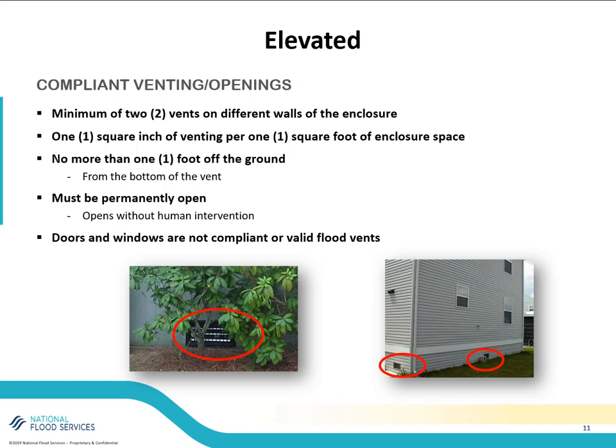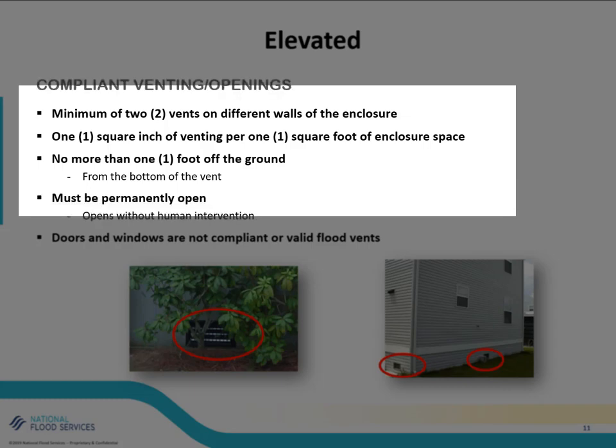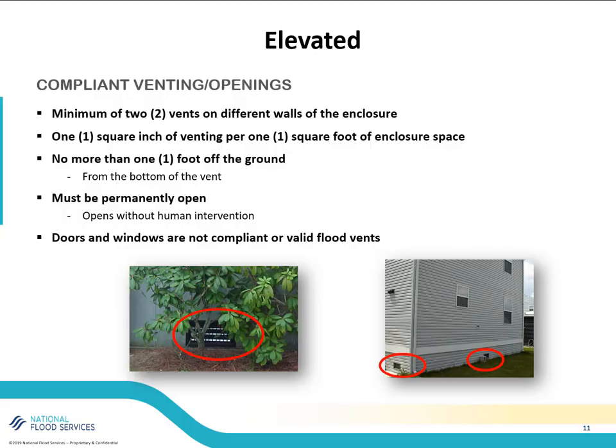A flood vent is designed to equalize the hydrostatic pressure that's accumulating as water is pressing against a foundation. In order to properly release that pressure, there must be a minimum of 2 flood vents on 2 different sides of the enclosure. There also has to be 1 square inch of venting per 1 square foot of enclosure space.